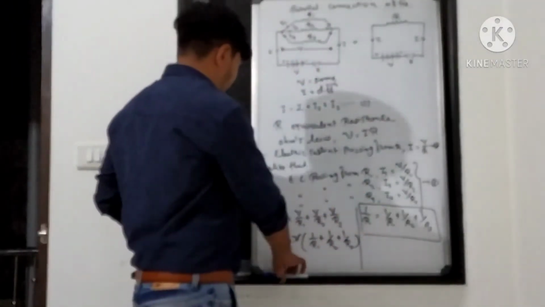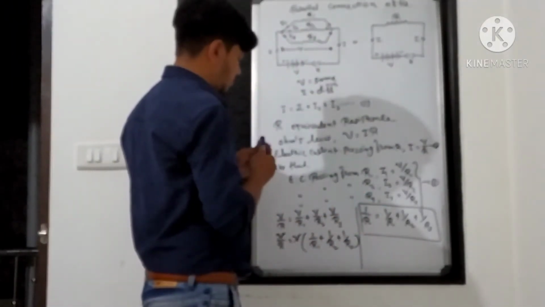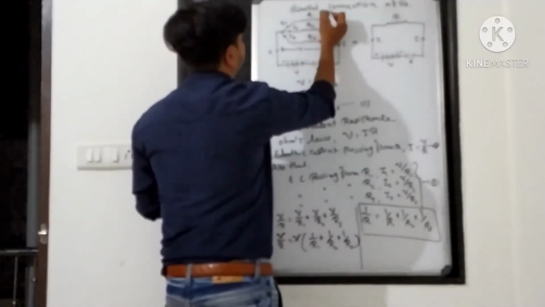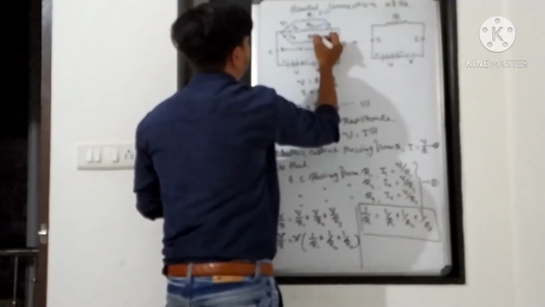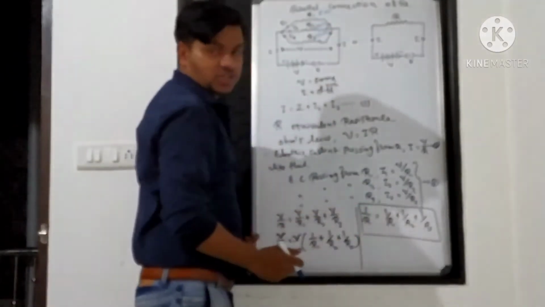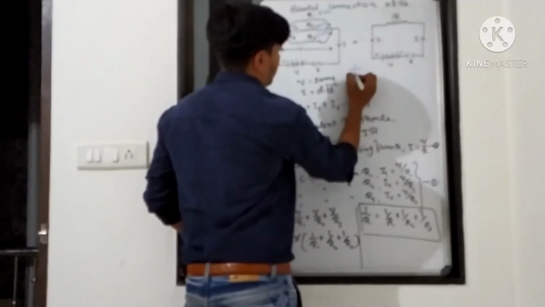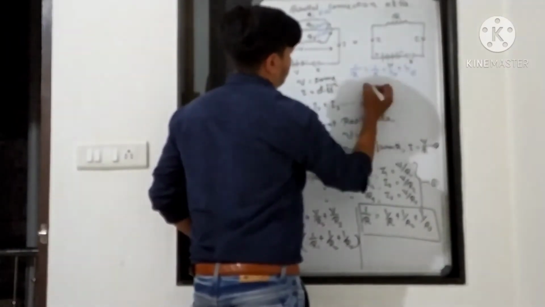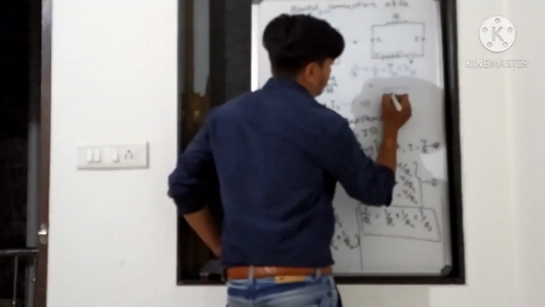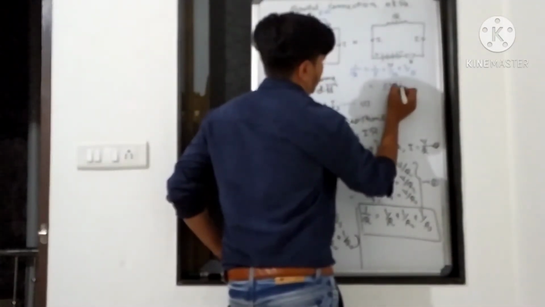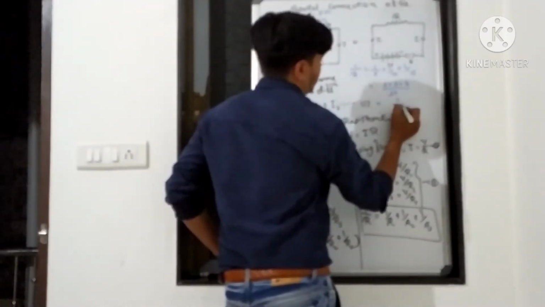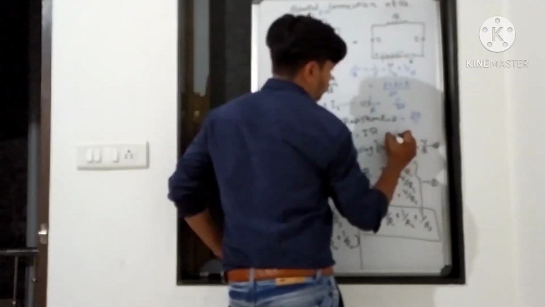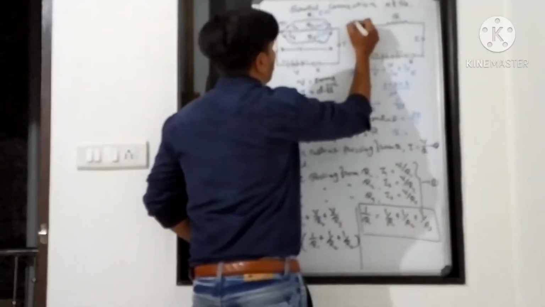For example, if we are taking here a 5 ohm, a 10 ohm, and a 15 ohm. According to this equation, 1 upon R is equal to 1 upon 5 plus 1 upon 10 plus 1 upon 15. The total LCM is 30. So it's 6 plus 3 plus 2, 11 by 30. So it's 1 upon R. So R is equal to 30 upon 11.